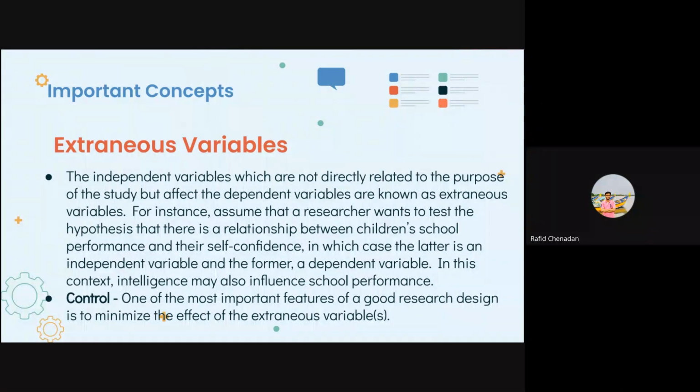Then extraneous variables. These are independent variables which are not directly related to the purpose of the study. For example, let's say you are a researcher who wants to study the relation between children's performance and their self-confidence. Okay, the focus of the study is the relation between self-confidence and their performance. So in this case, the latter is independent and the former is dependent, because in the scope of the study, you're saying that the performance is dependent on self-confidence.